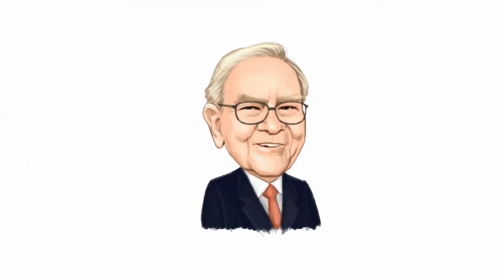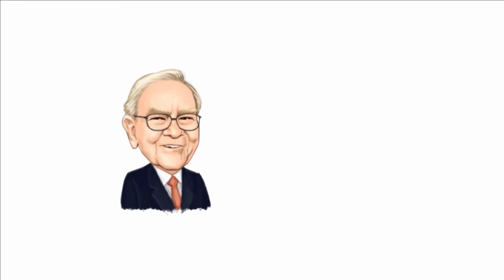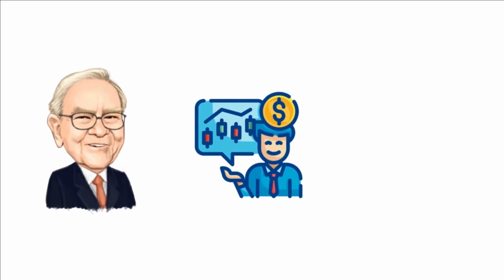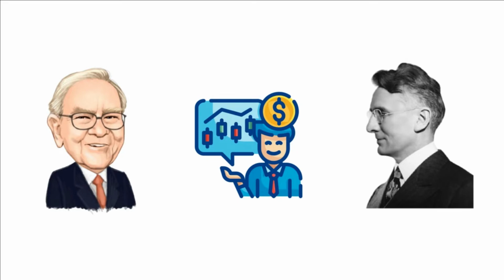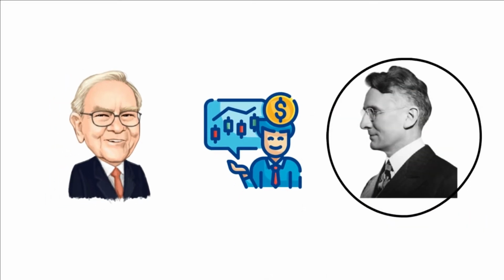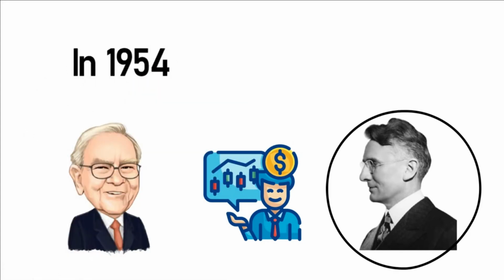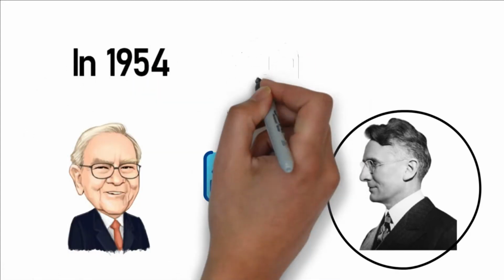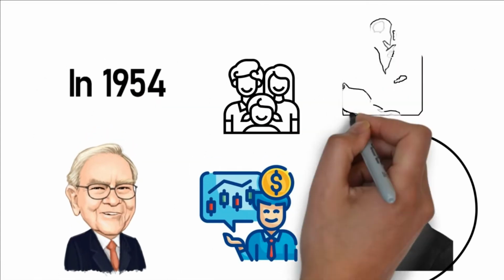In 1952, Warren returned to Omaha and worked as a stockbroker while taking a Dale Carnegie public speaking course. Using what he learned, he began teaching night classes at the University of Nebraska, but in 1954, he moved his family to New York, where he worked with his mentor, Benjamin Graham.